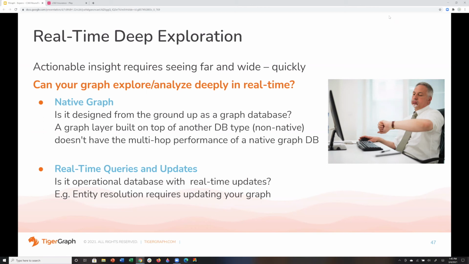That means, is this database designed as a graph database from the ground up? You will find some products that have a graph layer built on top of a different type of database. They may be built on top of a relational, on top of a key value. They may call themselves multimodal. If they're multimodal, you want to ask, what is your core type?